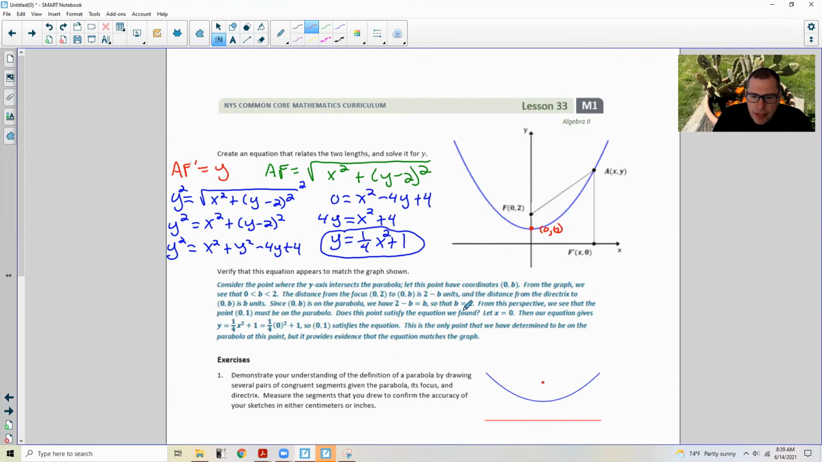Does this point satisfy the equations we found? Let x equal 0 and see if you get a 1. If I substitute in 0 to this equation, y equals 1/4 x squared plus 1 would equal 1/4 times 0 squared plus 1. 0 squared is 0, 0 times 1/4 is 0, 0 plus 1 is 1. So the point (0, 1) does satisfy this equation. This is the only point that we have determined to be on the parabola at this point, but it provides evidence that the equation matches the graph.